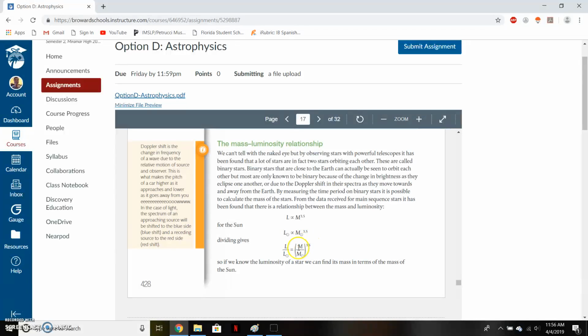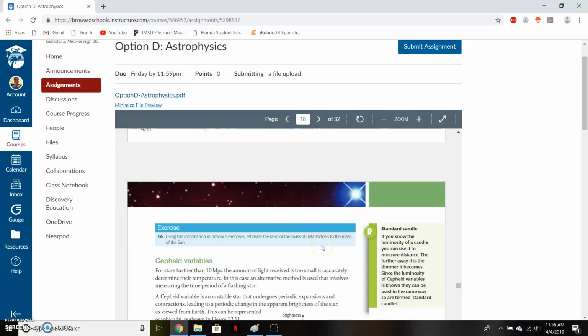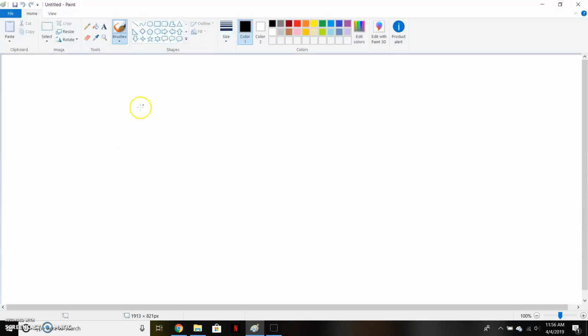And then it gives us this relationship, that mass over mass of the sun, all to the 3.5 power. So if we know the luminosity, we can find the mass. So using the information, estimate the ratio of the mass of Beta Pictoris to the mass of the sun. So we just use that equation or ratio they give us.